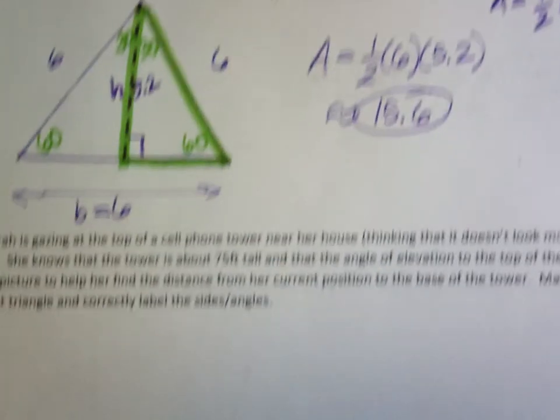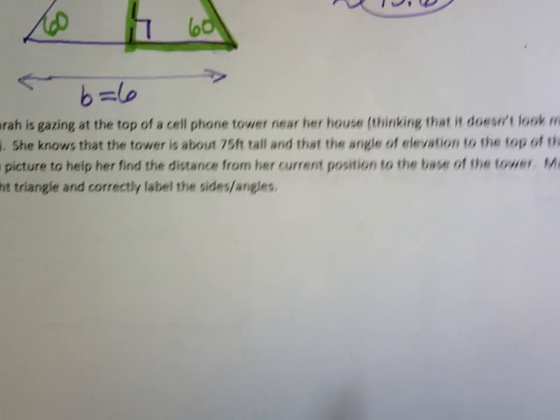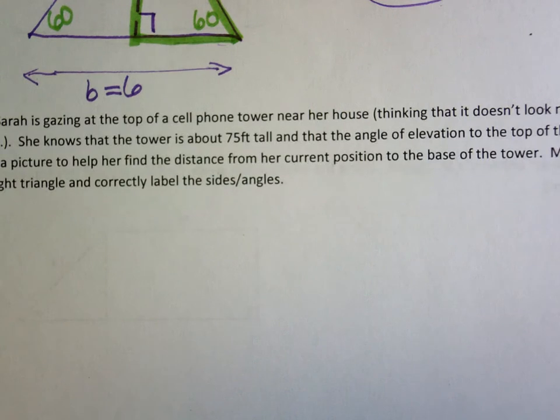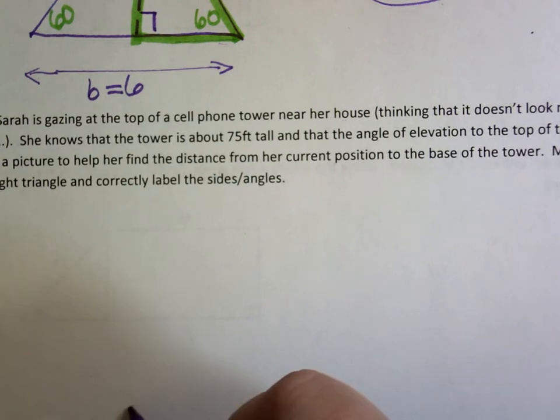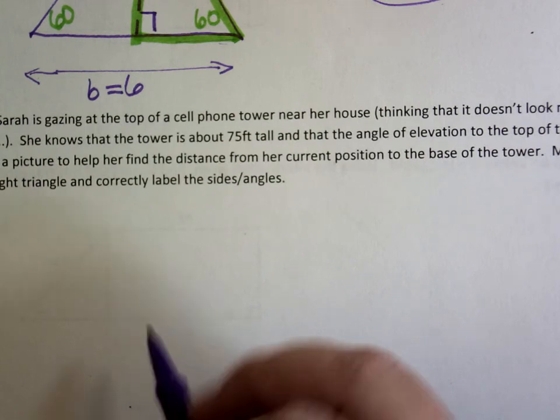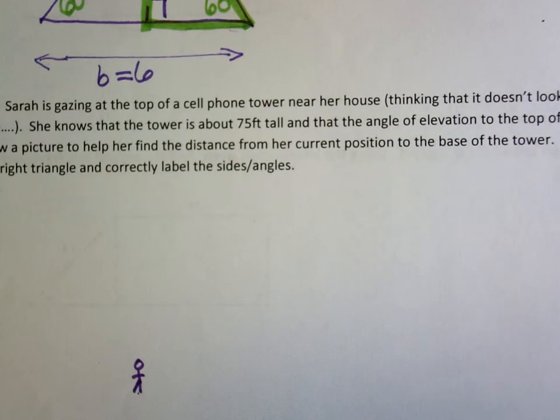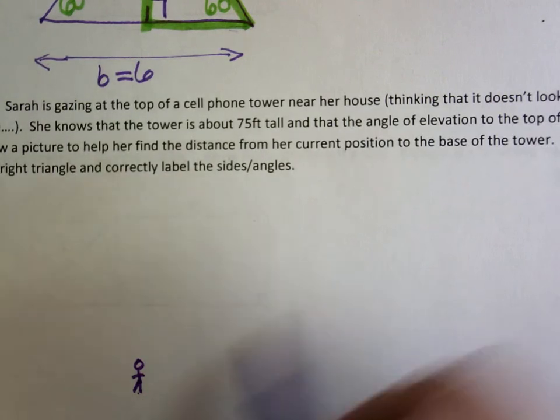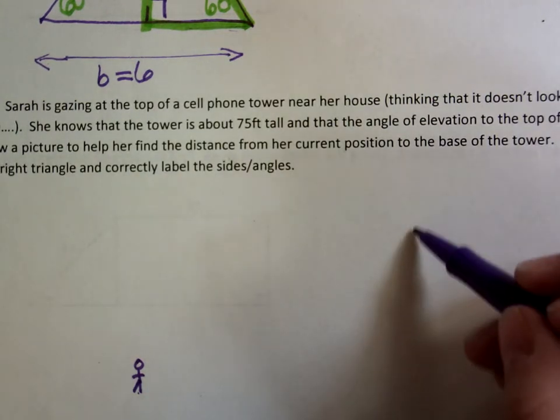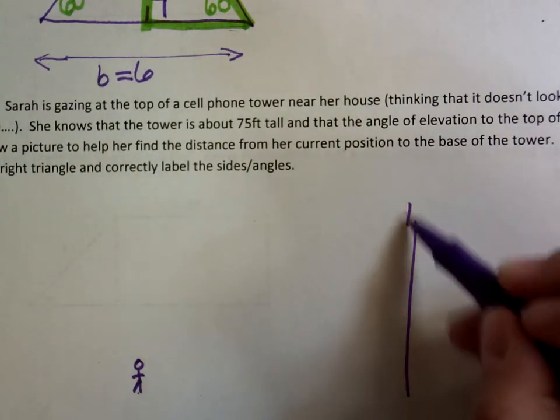All right, number 13. Really, this is only asking you to draw a picture. Sarah is gazing at the top of a cell phone tower near her house. So here's what I'm going to do. I have a strategy I've decided that might help you for these. So let's just follow my strategy. I'm going to draw the person or object that's doing the looking. Then I'm going to draw what they're looking at. Okay, she's really looking at the top of the tower.